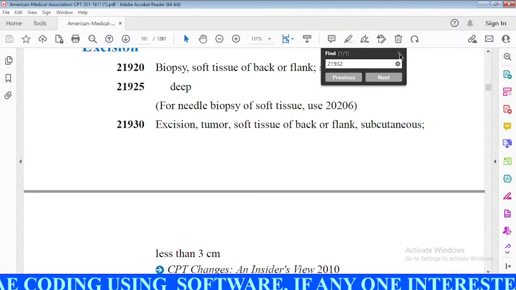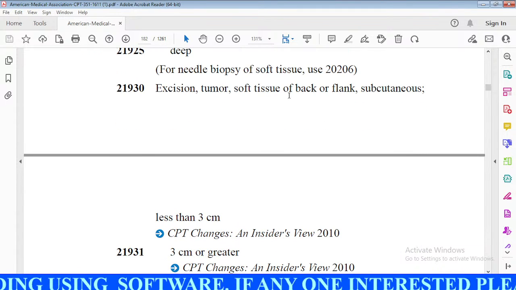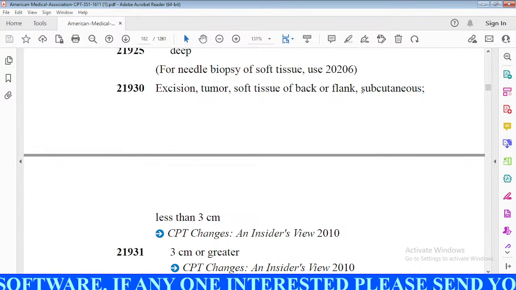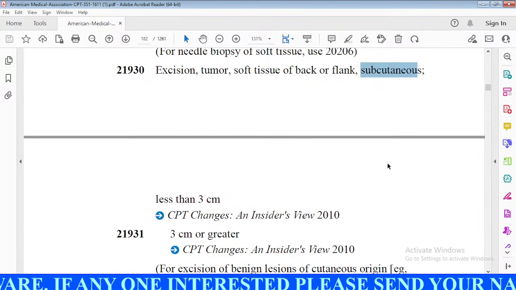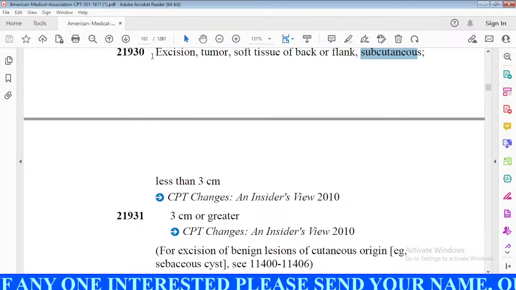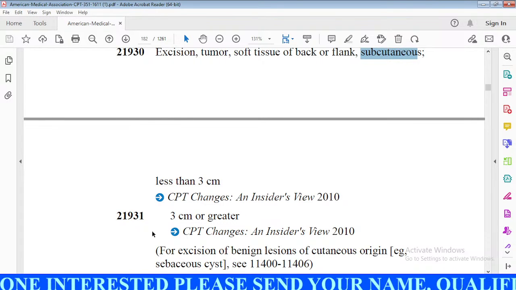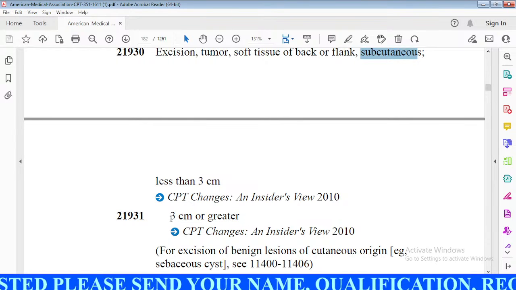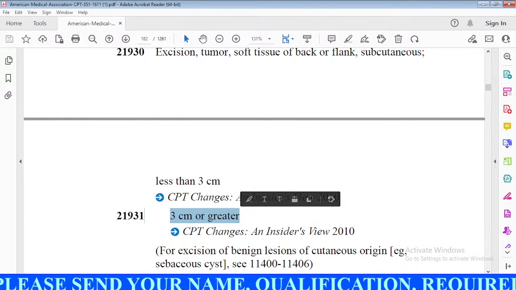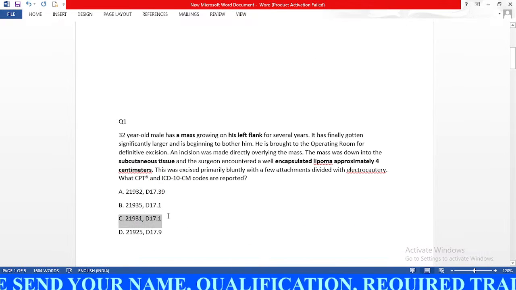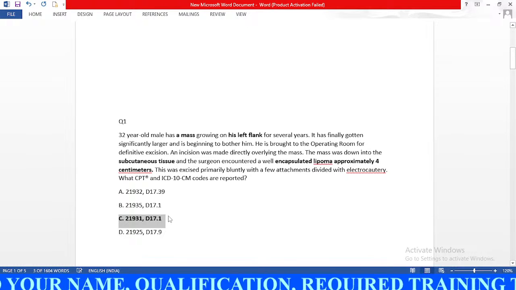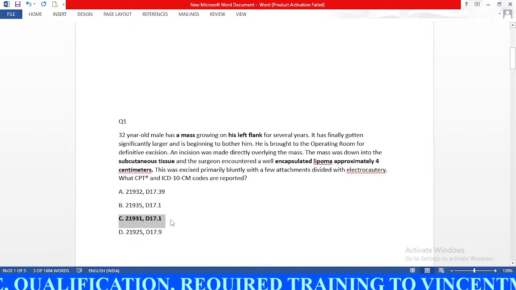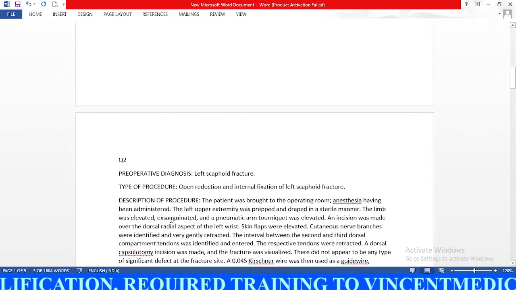If you check the indentation here, excision, tumor, soft tissue of back or flank. As per our question, this lipoma is at subcutaneous level and its dimension is 4 centimeters. So 21930 is for less than 3 centimeters, 21931 is for 3 centimeters or greater. We have 4 centimeters, so we need to code 21931. Based on this, our answer is 21931, D171. Most of the people wrote the correct answer. So we will go ahead with another question now.